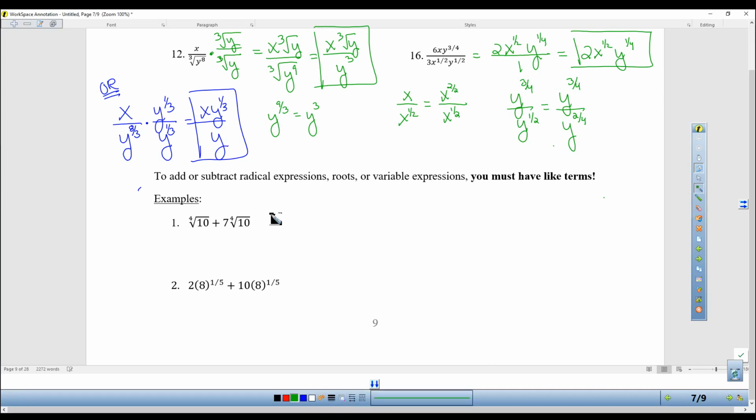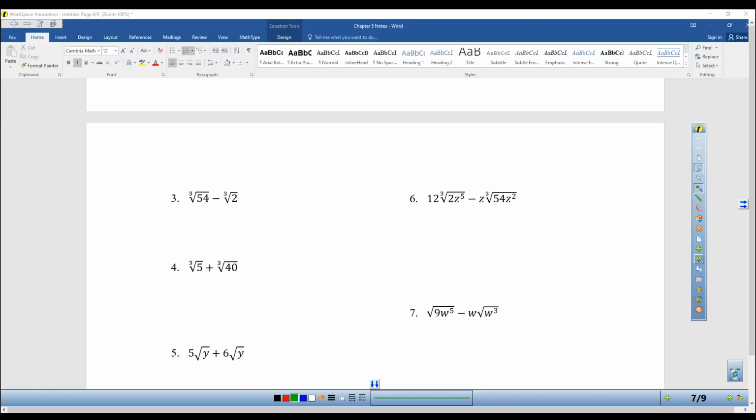So number one, super easy. You have 1/4 root of 10, you add 7 more fourth roots of 10, you have 8 fourth roots of 10. Everybody gets these. You have 2 8 to the 1/5. You add 10 more 8 to the 1/5. You get 12 8 to the 1/5. Everybody gets these. But then this is where you need to watch out.